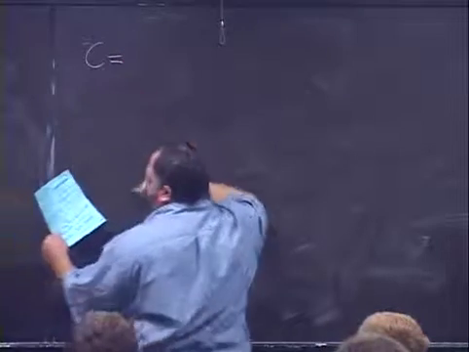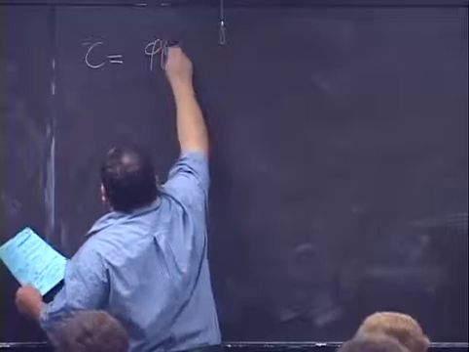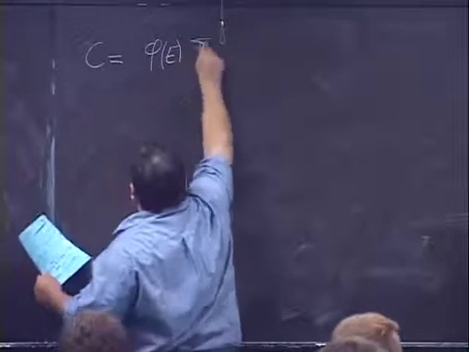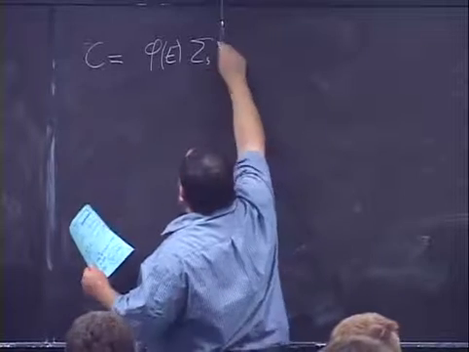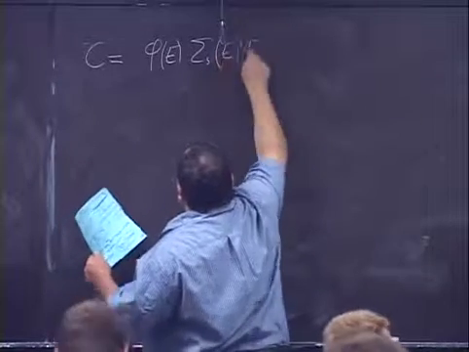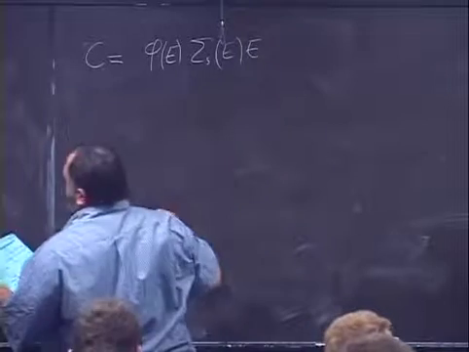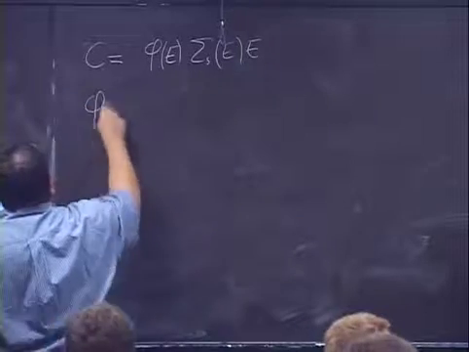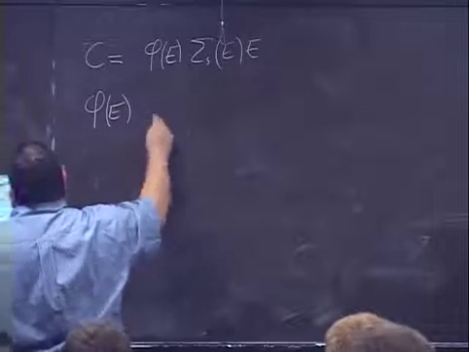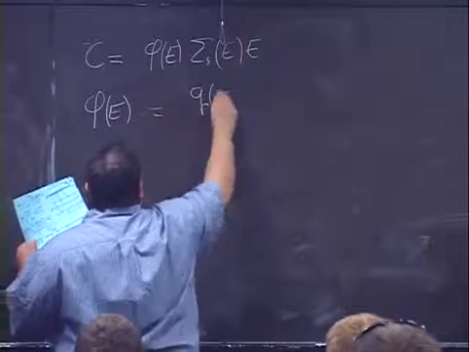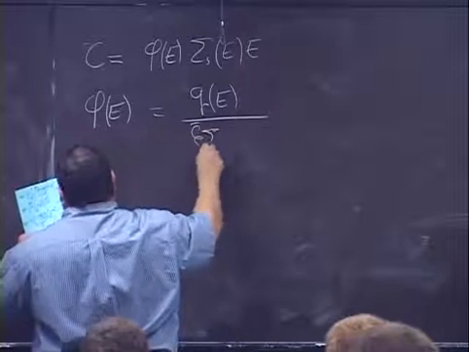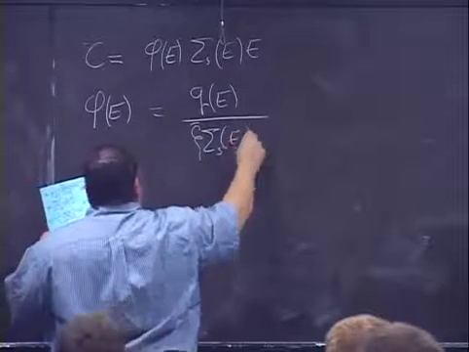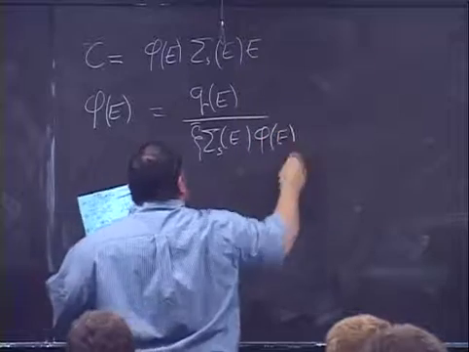And this C is just xi E sigma scattering of E multiplied by E. So the flux as a function of E is just equal to Q as a function of E divided by the average xi sigma scattering of E times E.